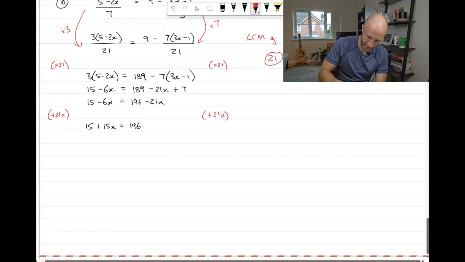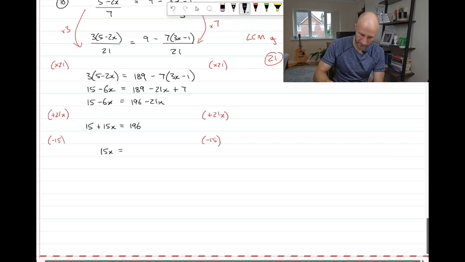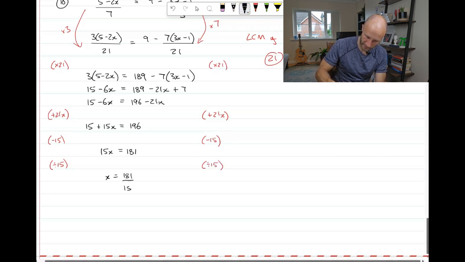And then from here, I can take away the 15 from both sides to remove this, which will leave me with this. Take away the 15 from this side, which is 181. And finally, to get rid of that 15 in front of the x, I can divide by 15 on both sides. When I do that, I'll get 181 over 15.